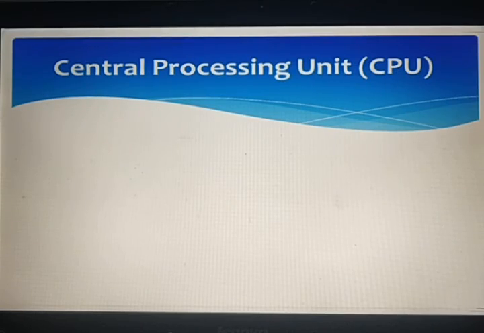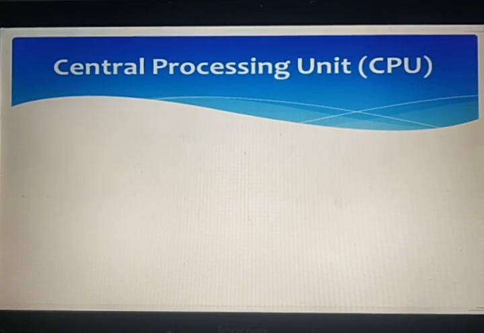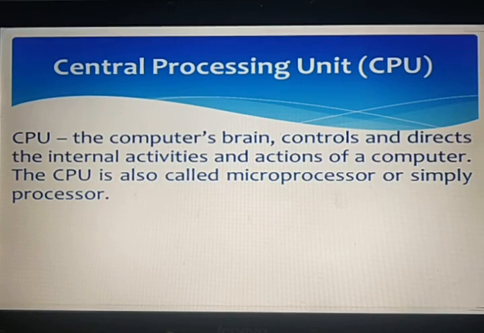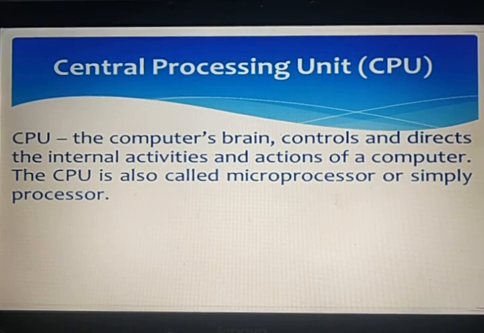Now let's discuss the central processing unit. Just as the human brain is the most important part of the human body as it directs and controls the action of the body, the CPU is the brain of the computer. The CPU, the computer's brain, controls and directs the internal activity and action of the computer. A CPU does the entire thinking and controlling in processing action. All the other parts of the computer are directed by the CPU.